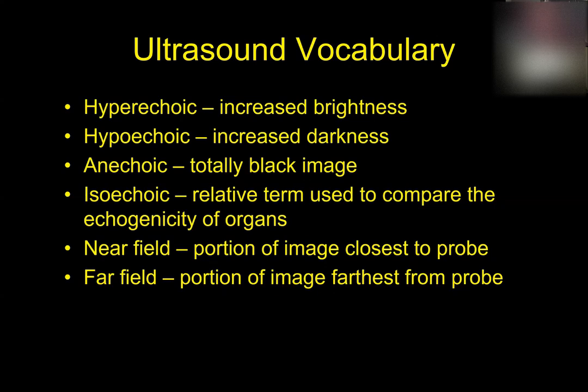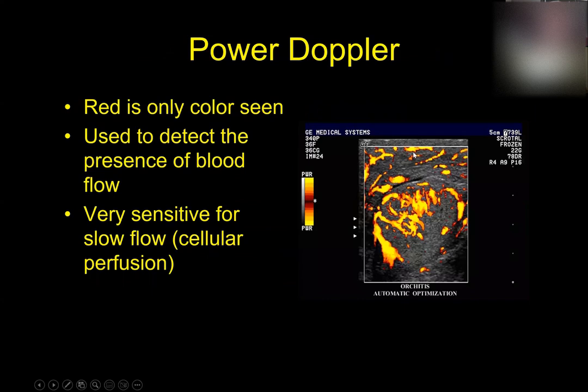Isoechoic is a relative term, so you would use that term when you compare two organs at the same depth level that are sitting next to each other, and they appear to have the same shade of gray. Then you could say those two organs are isoechoic relative to each other. And then we talked about, or he probably talked about, the near field and the far field. So anything up near the top end of the ultrasound image would be the near field. Anything down here deeper would be the far field. Okay.